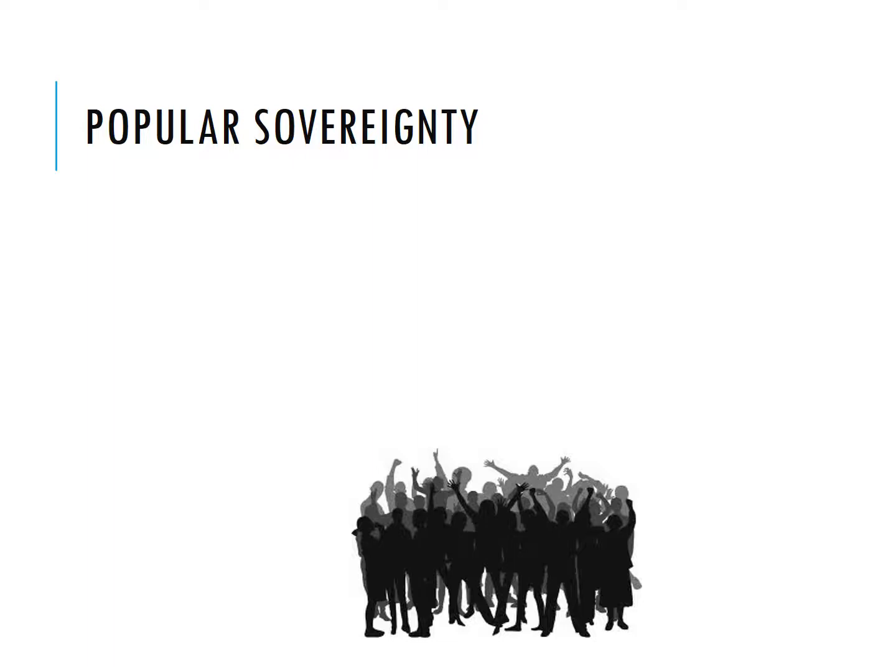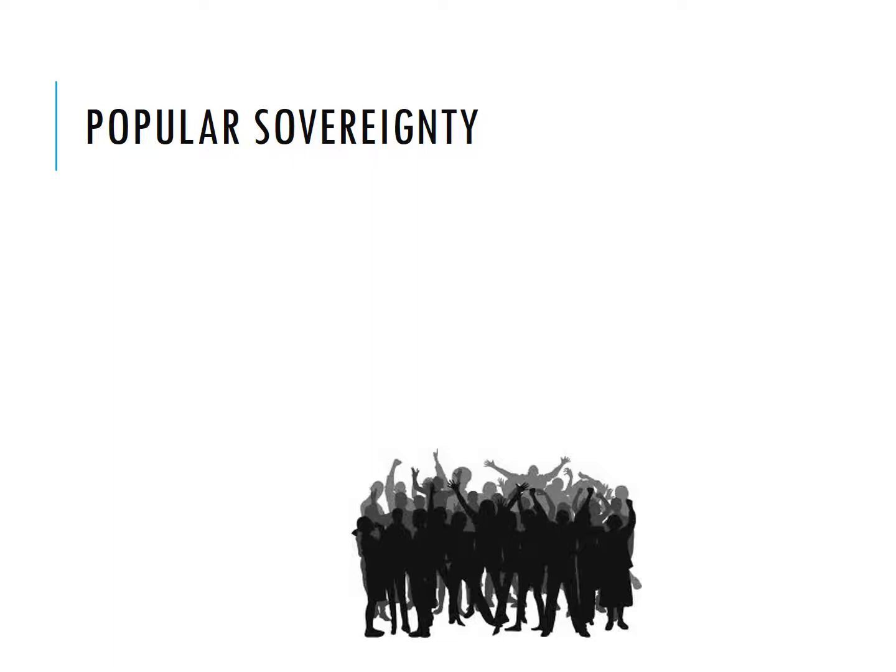You cannot have a free government if the government is run by a king or a dictator or something like that. A free government means that the people are the government. We are the government. You are the government. And so if you and all the other people that live in this country, if we put us all together, we are the government. What that means is that we get to make decisions for what we want in our country. That's popular sovereignty, the people's choice.